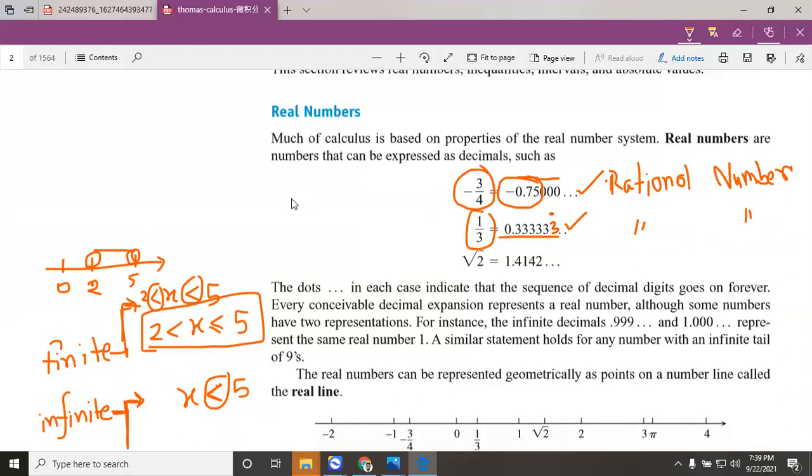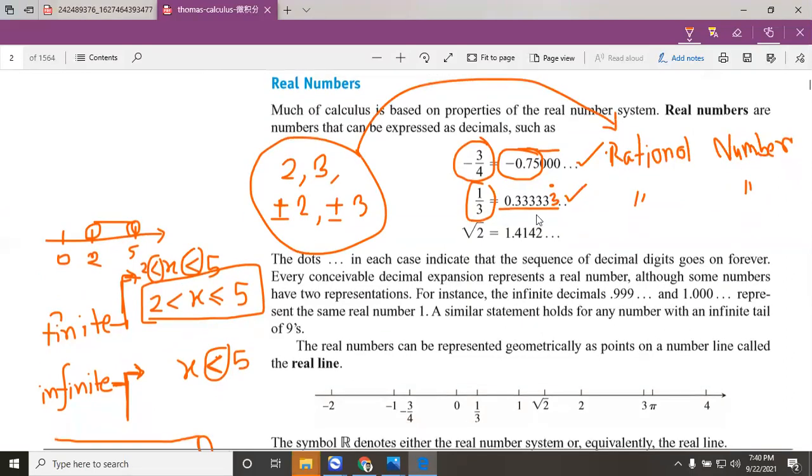And if I type a natural number like 2 or 3, or if I type an integer like plus minus 2 or plus minus 3, this will also be a rational number, okay. This will also be a rational number.